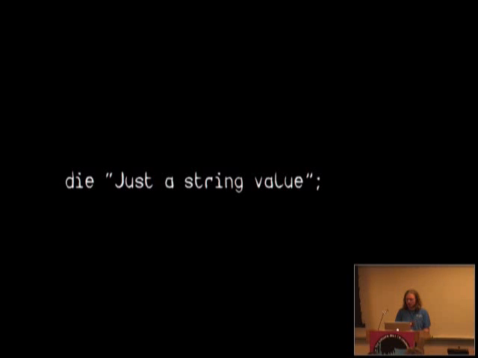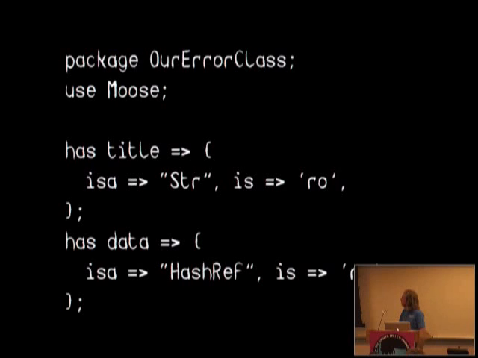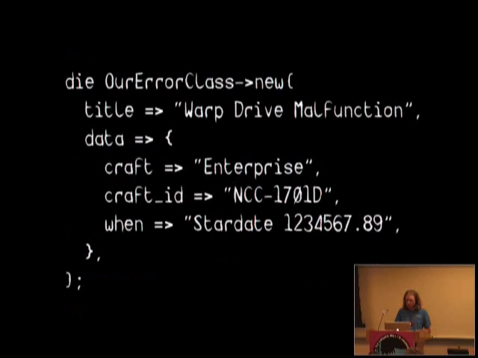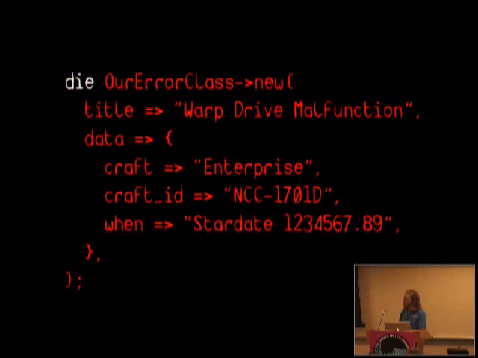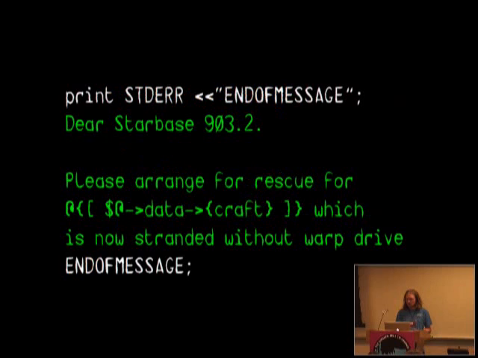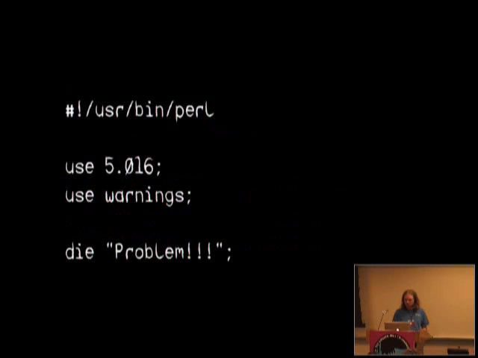Let's look at the case where I want to pass back some structured data. Let's create a package, give it a title, and some data. And then let's die with that instead. So I die with a new object. And then I can extract that information out the same way as usual. Not the best solution just yet.